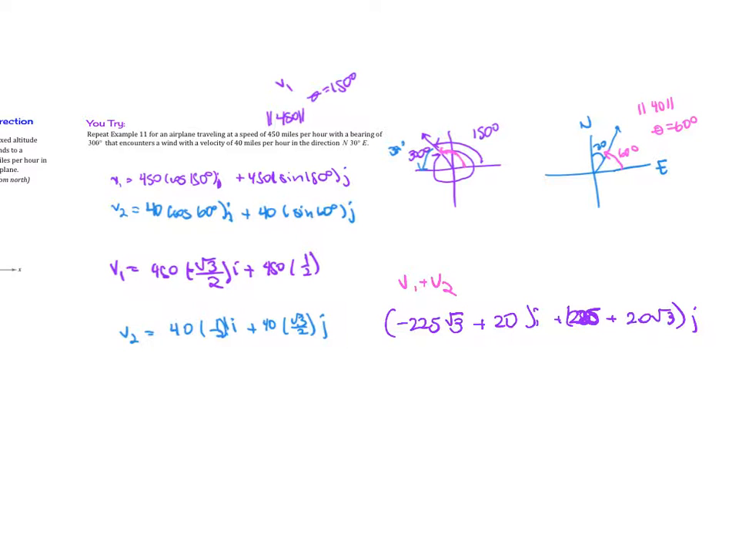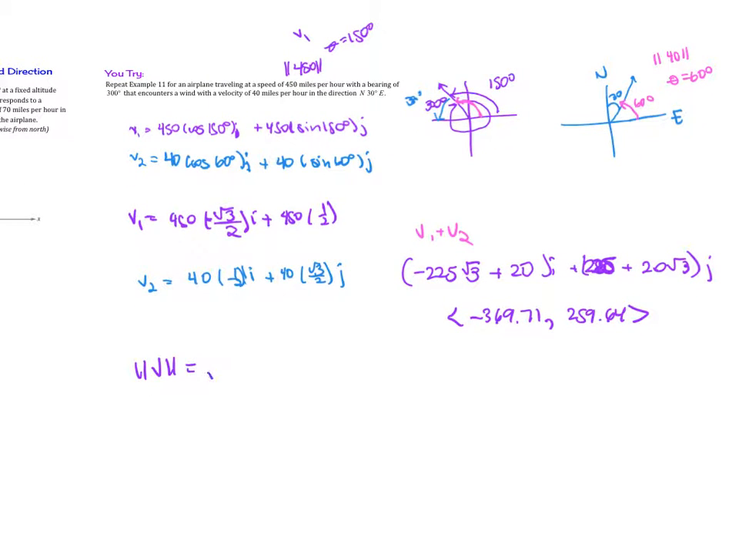And then when you plug it all in your calculator, you will get negative 369.71 and 259.64. Now we need to find the velocity. And so that is going to be the square root of negative 369.71 squared plus 259.64 squared. And so that is going to be approximately 451.8 miles per hour.